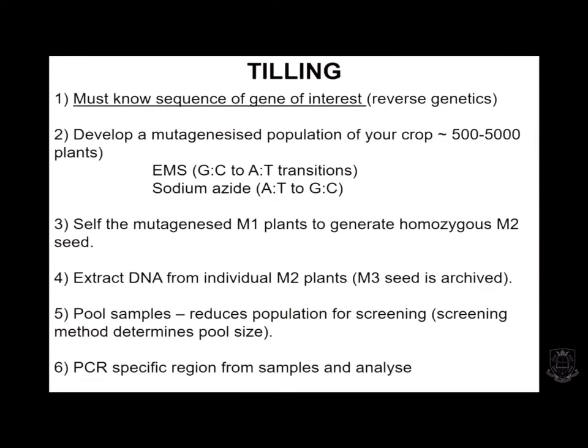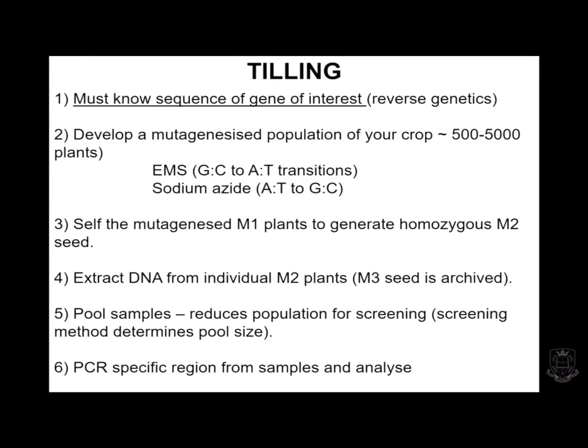This is an awful large number of DNA samples. So to make your life easier, you pool them. You obviously know which DNA, which plant is associated with a particular pool. And then you PCR your particular region from those samples and you analyze it. So you're mutagenizing, you're pooling, and then you're PCRing up your region to analyze it.